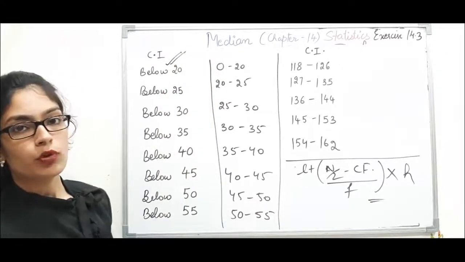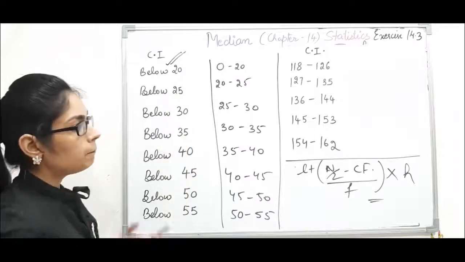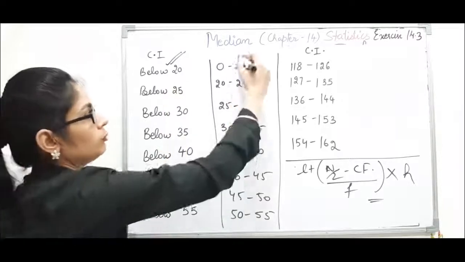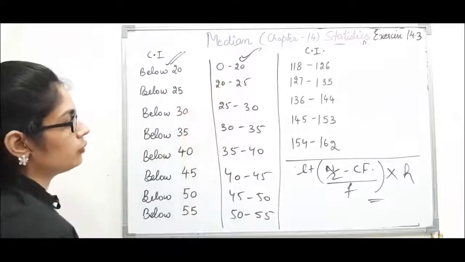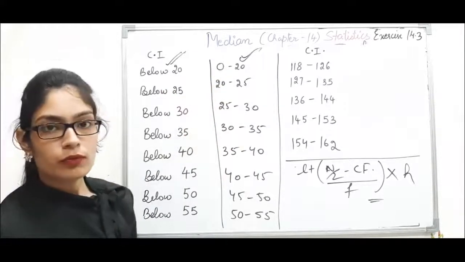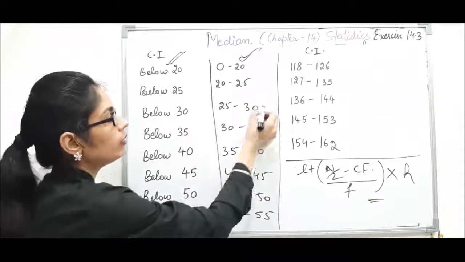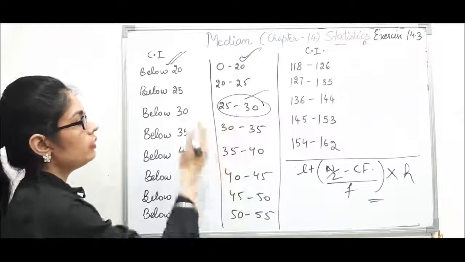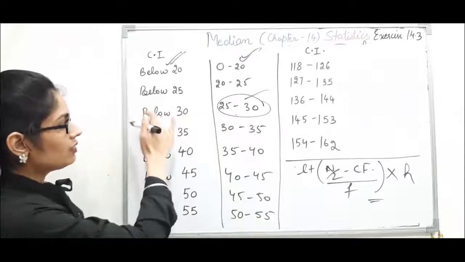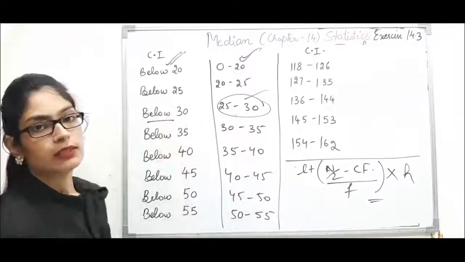It can also be in the form of above or below. Mostly it will be given in the usual form, but sometimes if it is given in this way, you can change it, because in order to find the value of L, you need the class interval in the usual form. So the median class should always be in this form. Now this is given in the other way, so change it to this form.